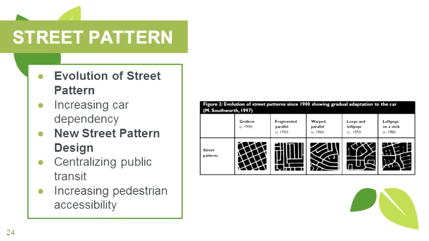We also looked at the street pattern. In the 1900s, it was gridiron fashion, but now most of Atlanta has a lollipop-on-a-stick design, which is very heavily car-oriented and doesn't allow people to travel quickly throughout the neighborhood. So we are trying to change that. We're looking at centralizing public transit inside neighborhoods and incorporating it into the streets, as well as increasing pedestrian accessibility.